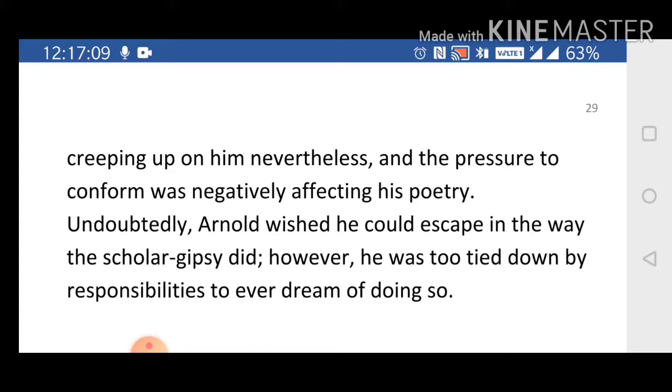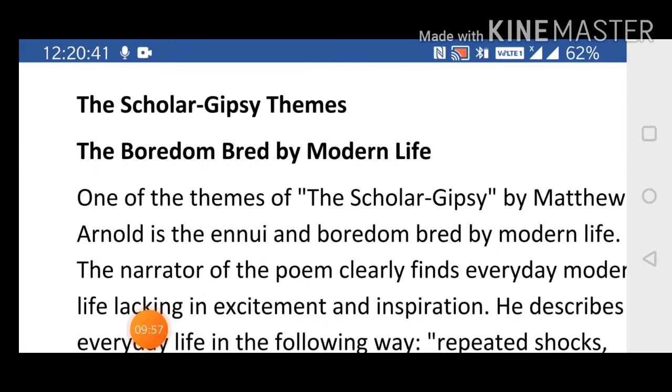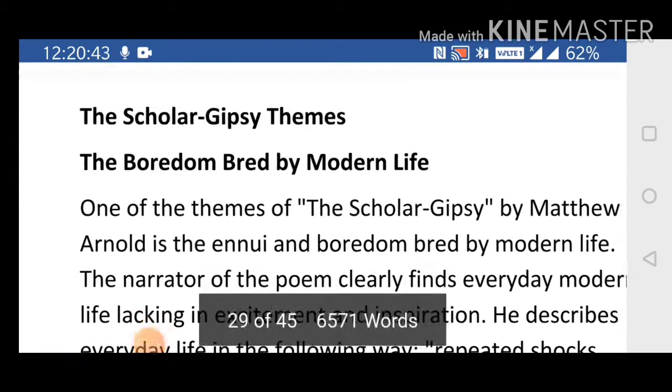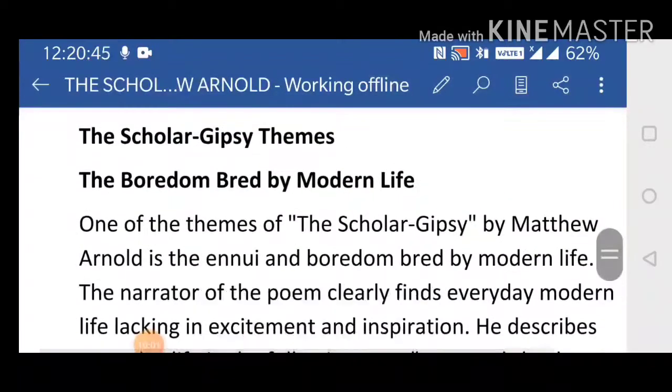Undoubtedly, Arnold wished he could escape in the way the scholar gypsy did. However, he was too tied down by responsibilities to even dream of doing so. We will now look at the themes in the poem The Scholar Gypsy.